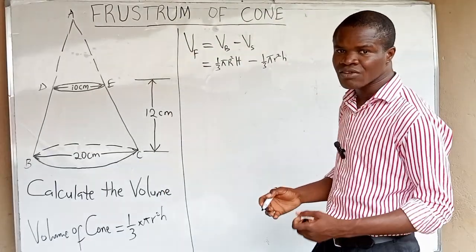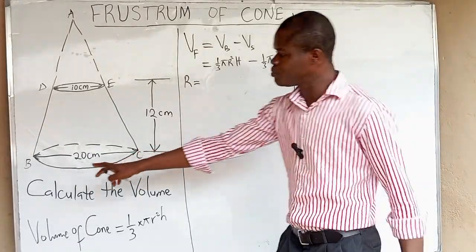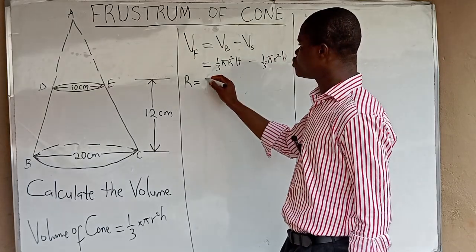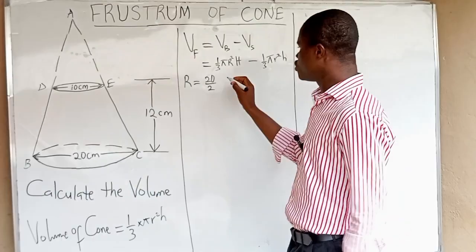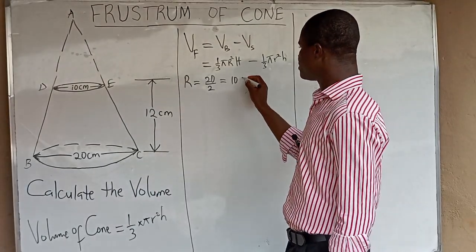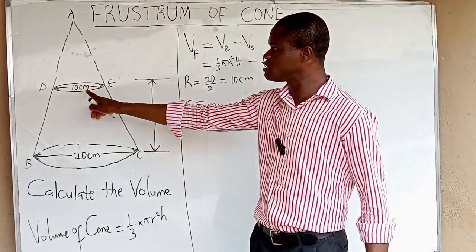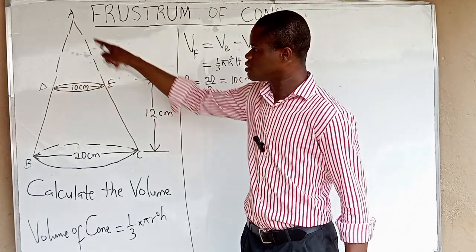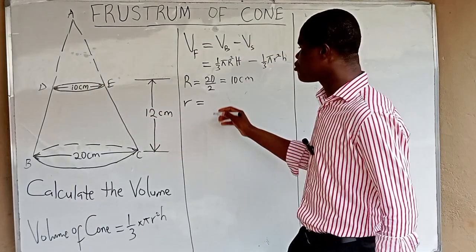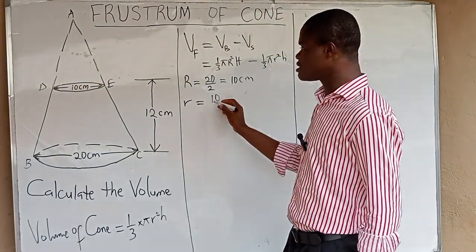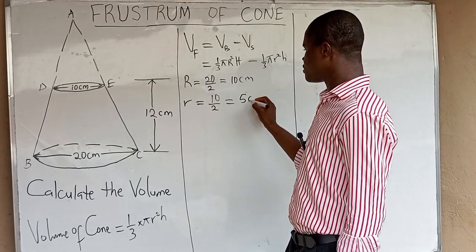Let us now write down our parameters. For the big radius, the radius of the bigger circle will be 20/2, since 20 is the diameter. So this will give us 10 centimeters. Then the radius of the smaller cone: this is the diameter of the smaller cone. So I'm going to do the diameter, which is 10 centimeters, divided by 2, and this will give us 5 centimeters.